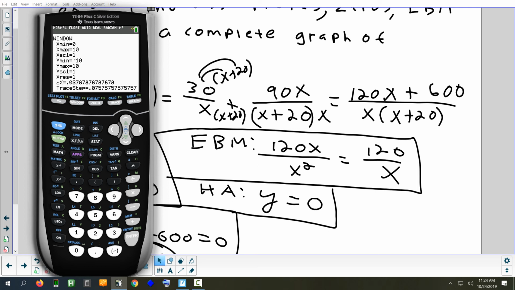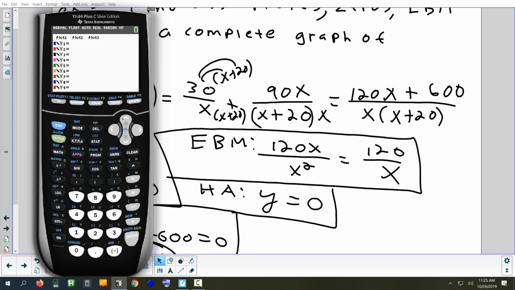Let's say 0. X max is speed, so there is no upper limit except for the speed that the train can go. So let's say it goes up to 100 miles an hour. Y min, well, that's time. Time would never be negative. And Y max, it's how long the trip takes. I'll just say it takes 10 hours, and if I need to go higher, I can go higher. Let's type it in.